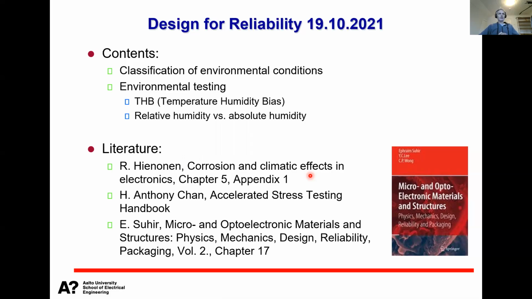And then we go into a concept called classification of environmental conditions. So basically how we can estimate the ambient use conditions. And then finally, let's start discussing the actual tests themselves. So temperature humidity bias tests, and if we have the time, then we can discuss shortly the difference between relative humidity and absolute humidity, which I have already referred to a few times.